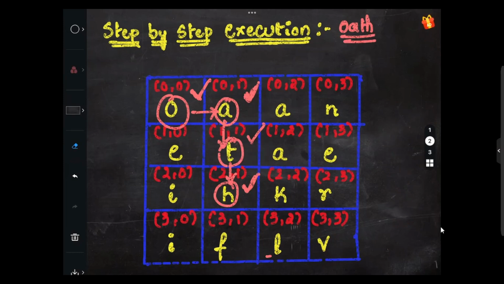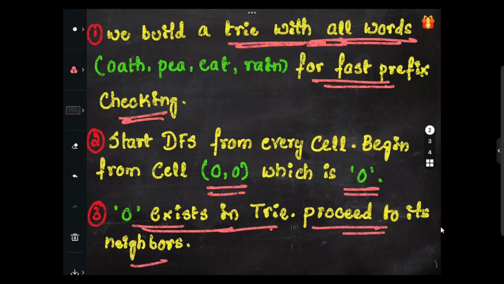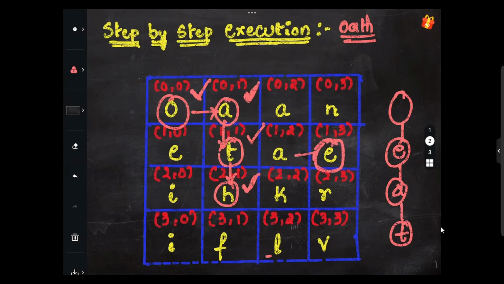So let me delete this one. Next let's come to the next word here. In this case, let's go for eat now. Eat we have already stored in the trie, right? So first we will start from 1,3 here. We have found E successfully. Next we will check for the left cell.